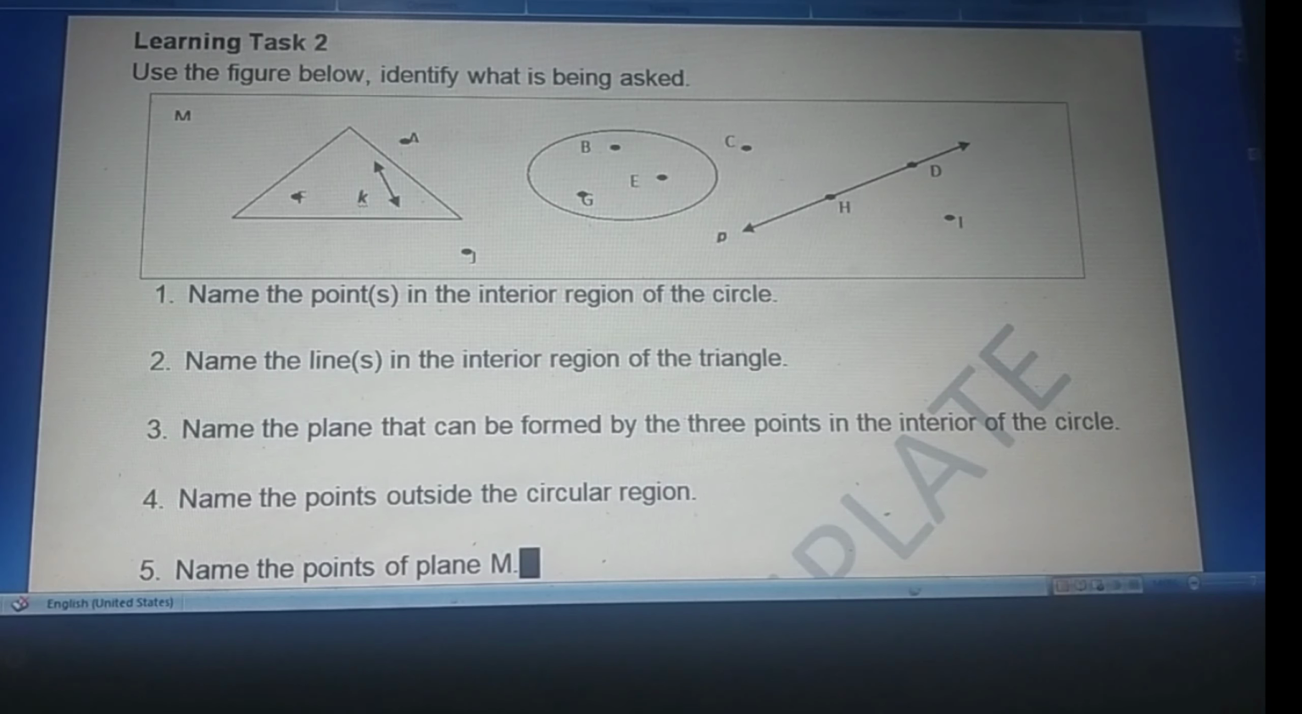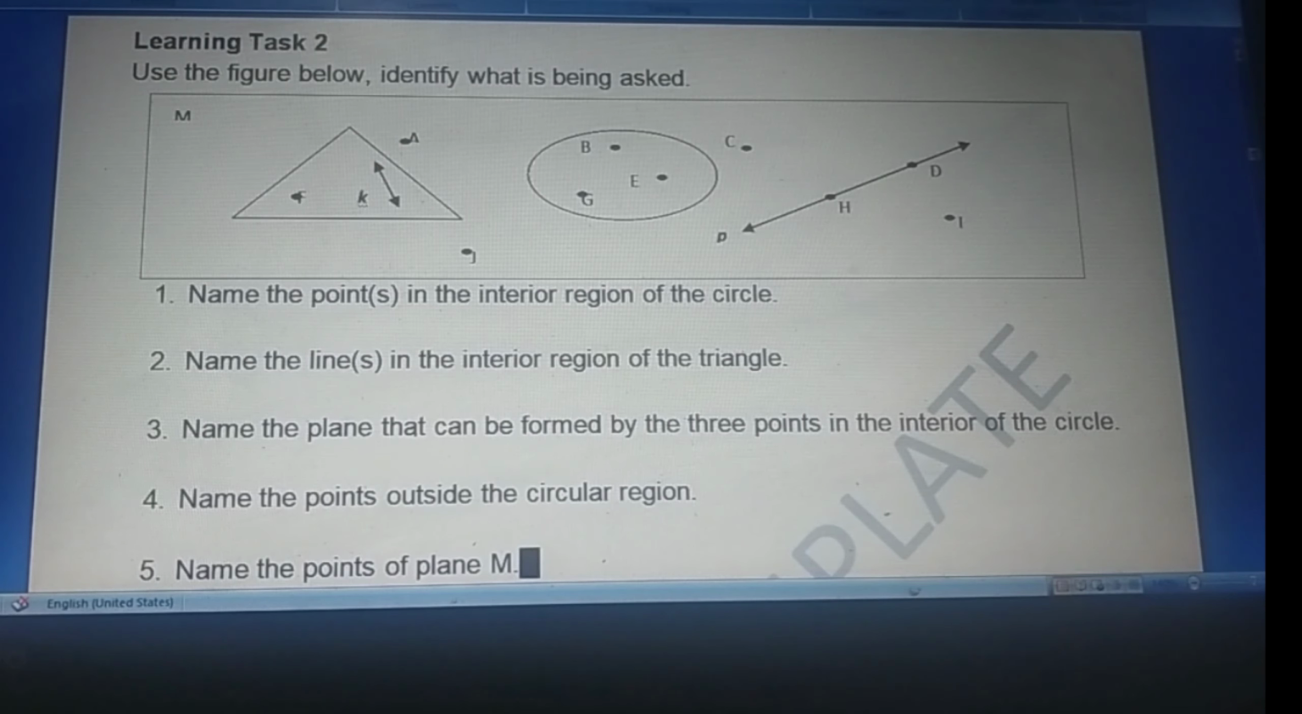Of course, there are also other figures. So you're going to identify what is being asked. You're going to write your answer in the space provided after every number. Let's say number 1. Name the point or points in the interior region of the circle. Forgive me if my circle is not really perfect because I dragged it too much. When you say interior, it's inside. So you're going to write the points which are found inside the circle. And there are 3 of them.